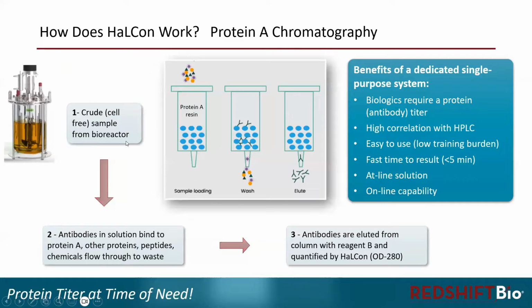How does it work? You take your sample from your bioreactor, you generate a cell-free sample either by spinning it or filtering your sample. You then inject that sample onto HaLCon. That's the last manual step you have to do.